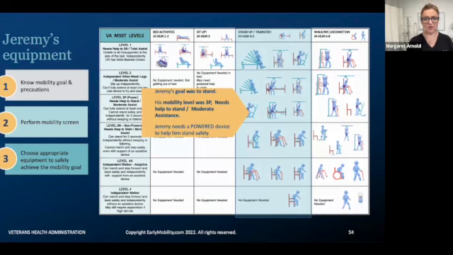For Jeremy's equipment, we look first of all at his goal. You go across the top of the bridging document to find which column we need to be in according to his mobility goal. And then we go down the left side of the screen to find the row according to his level. Jeremy was a 3P, needing help to stand. And so you'll see any powered device can help him do that.